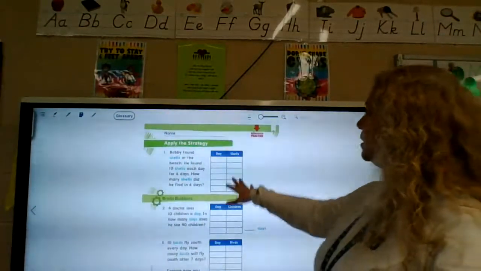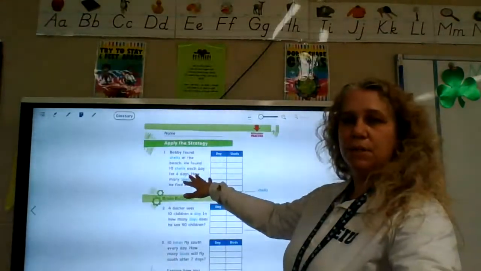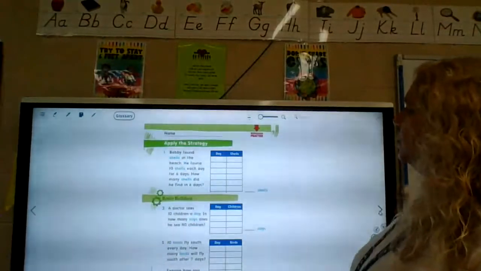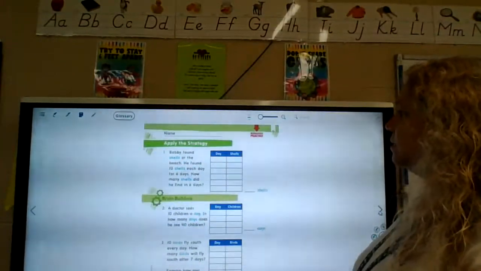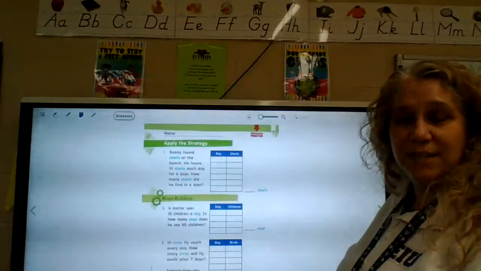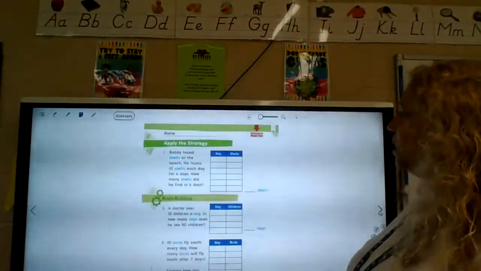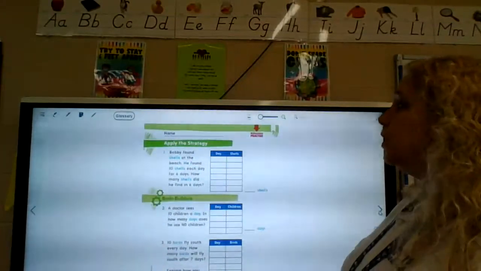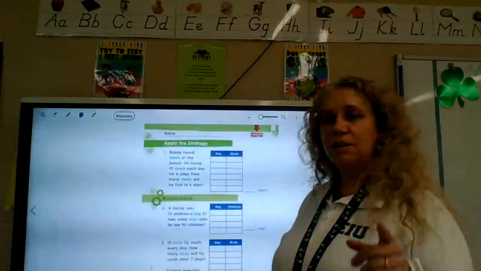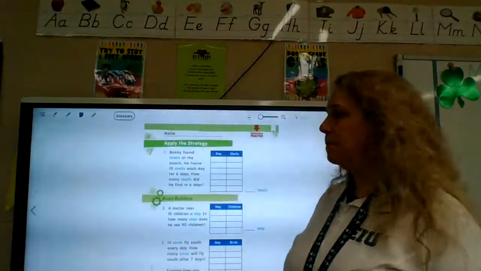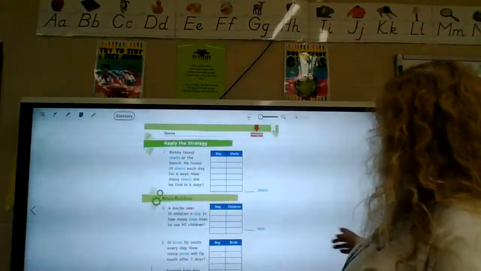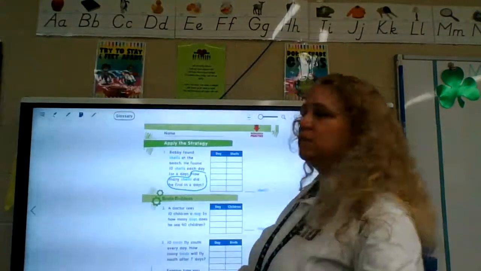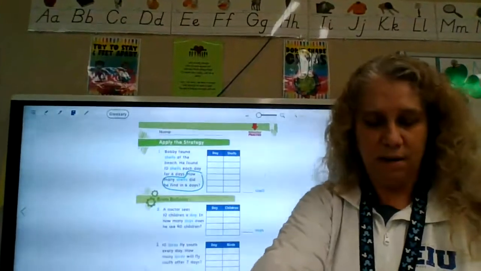Okay, so it gives us the table, so we're going to use the table to help us solve the problem. Bobby found shells at the beach. He found 10 shells each day for 6 days. How many shells did he find in 6 days? Okay, so we know he finds 10 shells a day for 6 days. And we have to find out how many shells he finds in 6 days total. How many total shells did he find?